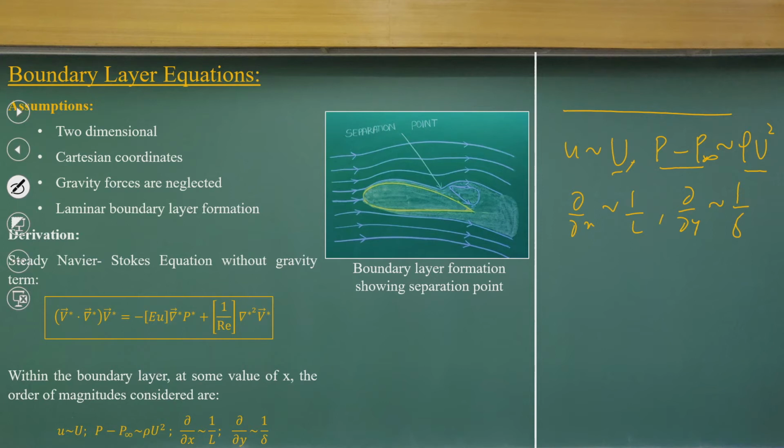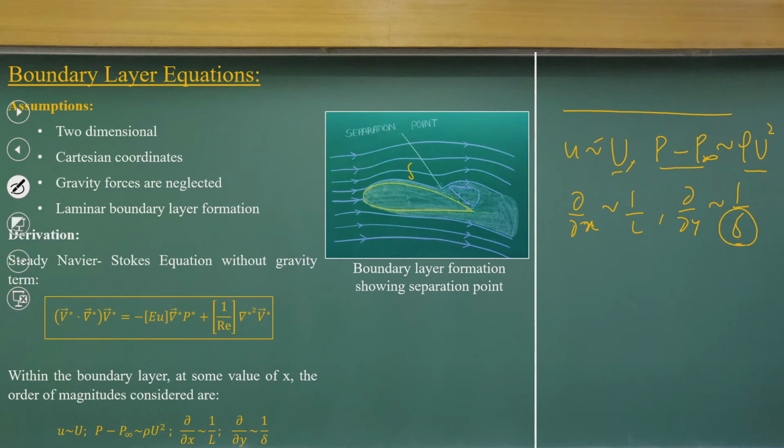Del by del x will be 1 by L. Del by del y, because in the y dimension we have a maximum of the boundary layer thickness, will have an order of 1 by delta. So, this is giving us the order, not the equals. Again repeating, this is the order, the same order.